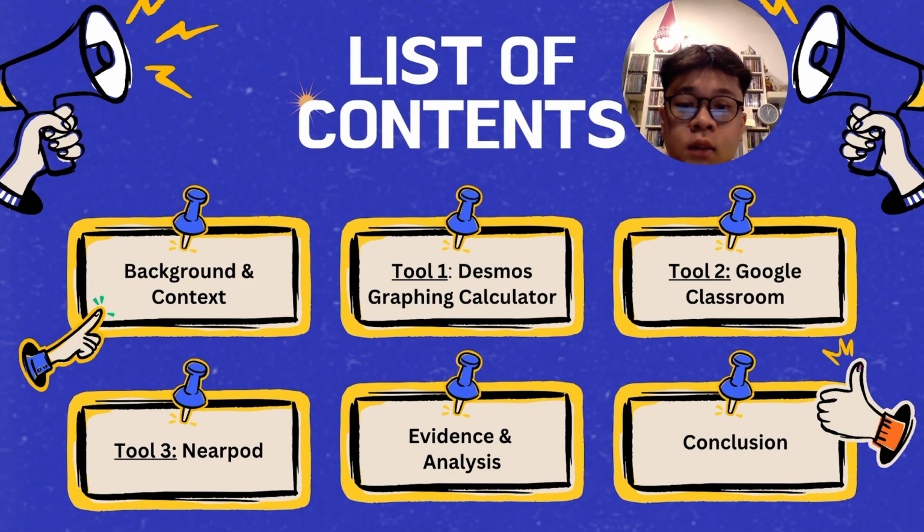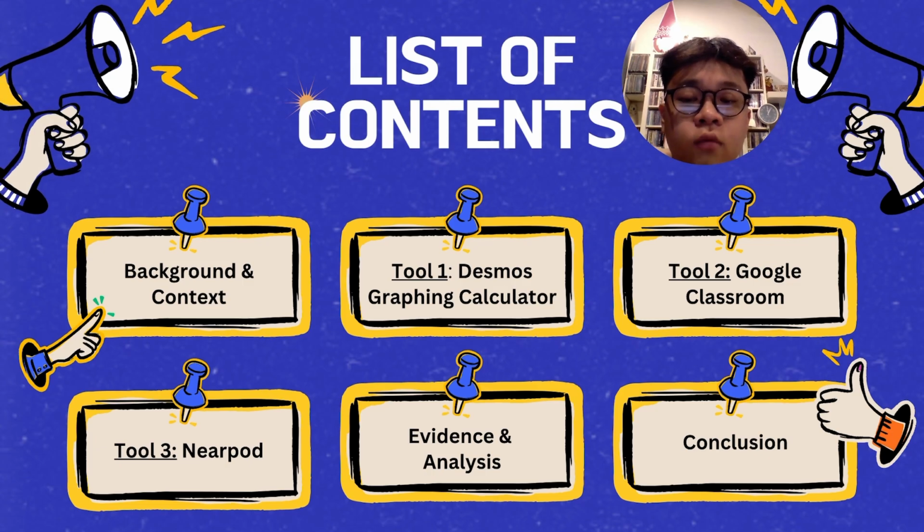So here is the list of contents. We're going to start off with the background and context, and then we're going to move on to the tools. Tool 1 is the Desmos Graphing Calculator. Tool 2 is Google Classroom. Tool 3 is Nearpod. And then I'll be going over the evidence and analysis and finishing it off with the conclusion.